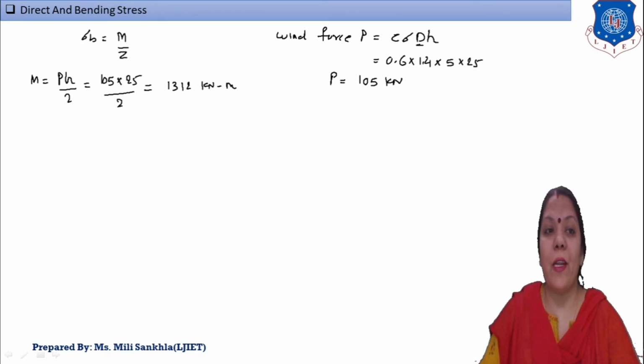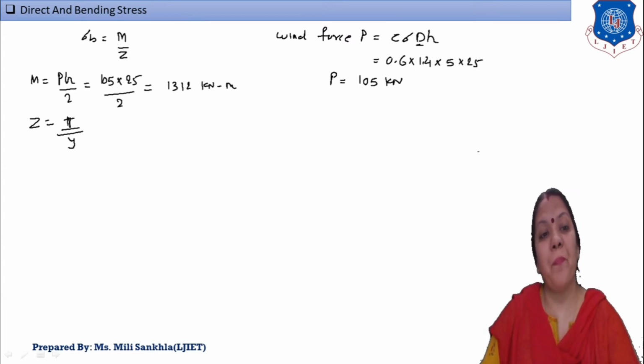Now we find the section modulus Z. Z is equal to I by Y. What is the equation of Z? That is I by Y, and here the section is hollow circular. Now what is the equation of moment of inertia for a hollow circular section?